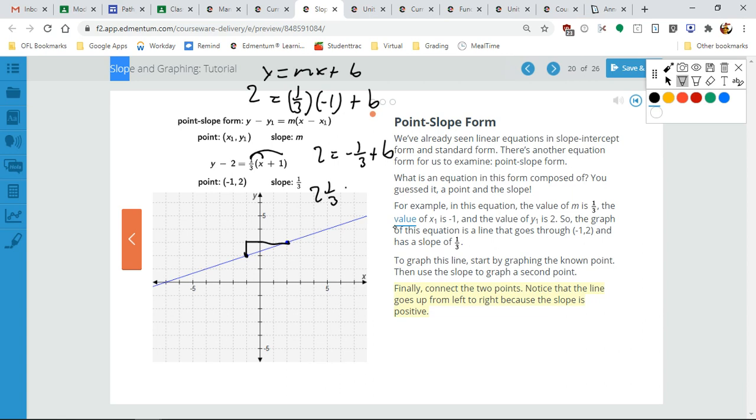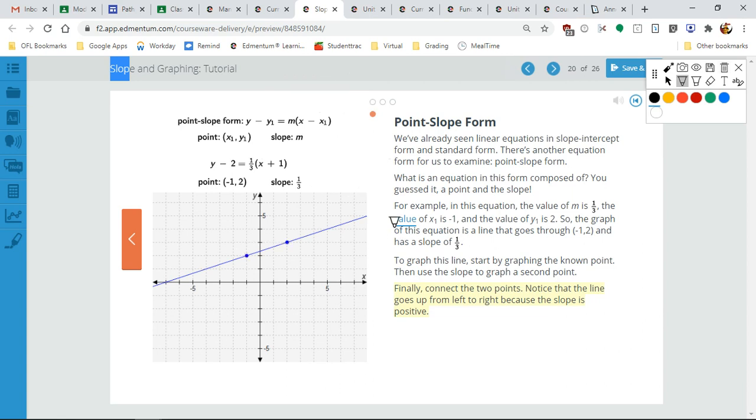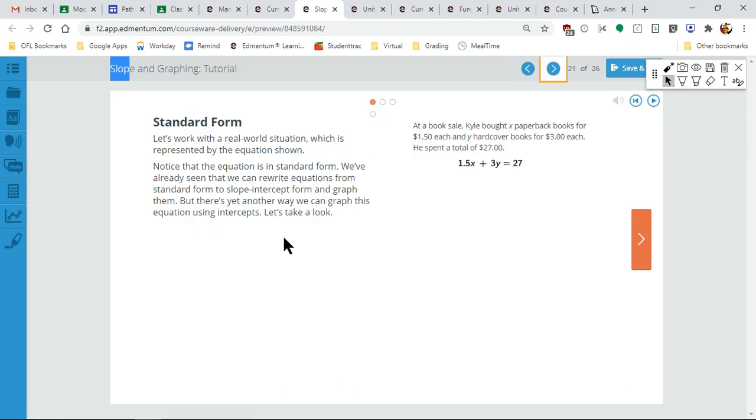Luckily, there wasn't anything complicated. Our b is just 2 and 1/3, which if we look at our graph, 1, 1, 2, and a third. So either way you want to graph is fine. That's just one of your options. So this is standard form.